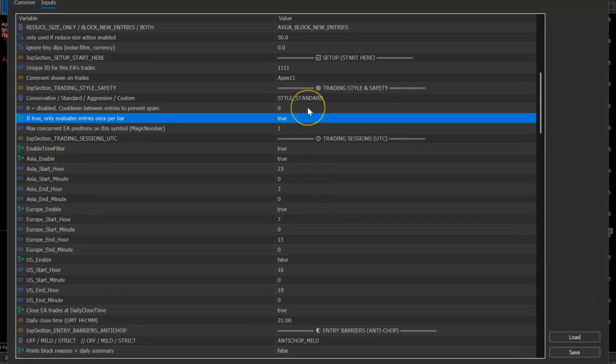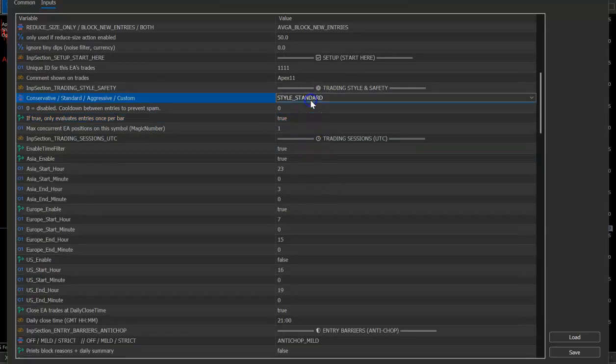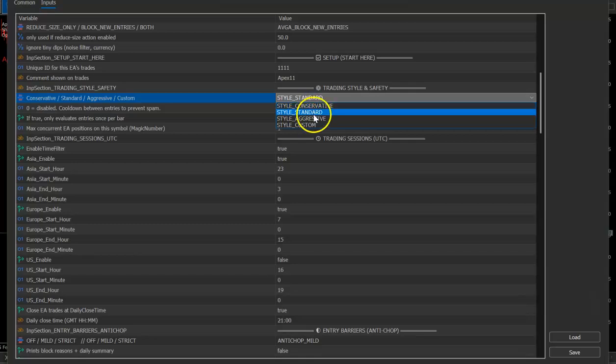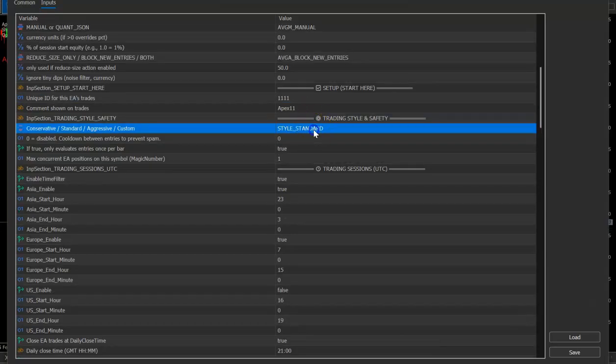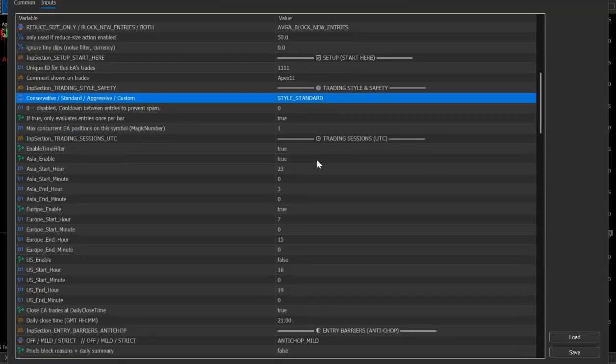Next is one of the most important ones. It is trading style. We have 3 trading styles: conservative, standard, and aggressive. Standard is preset. Basically what it is, is barriers to entry. Conservative takes fewer trades, so slower growth, fewer trades, less drawdown. Standard, slightly more trades, controllable drawdown. Aggressive is, like the word says, a lot more trades, higher drawdowns. Growth may be bigger, but it's not recommended. It's recommended to always test that.